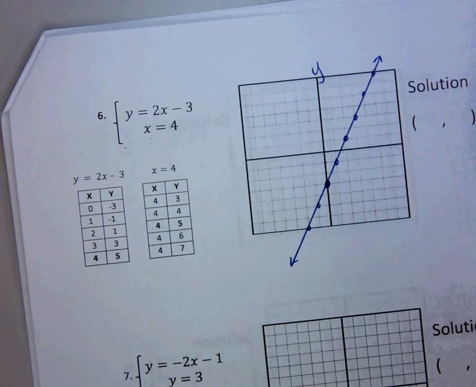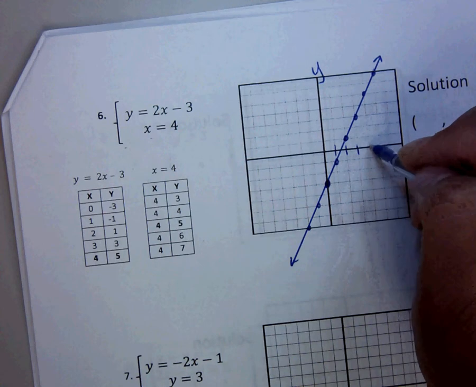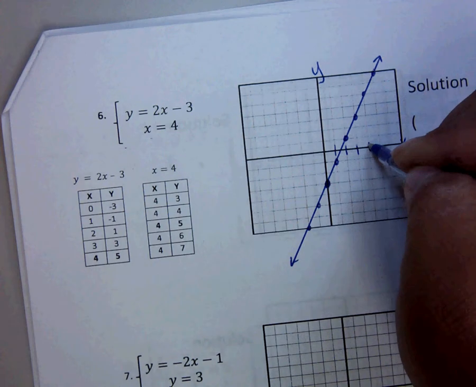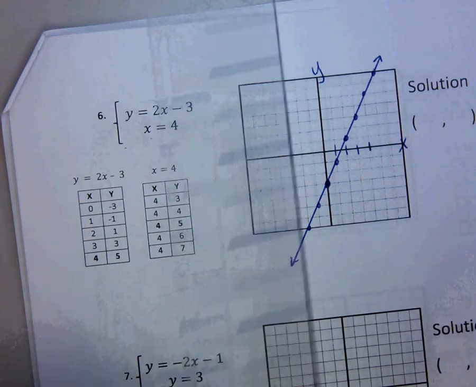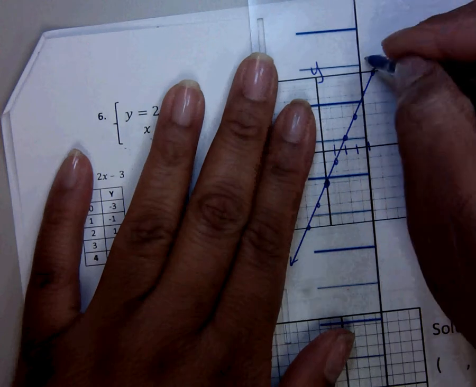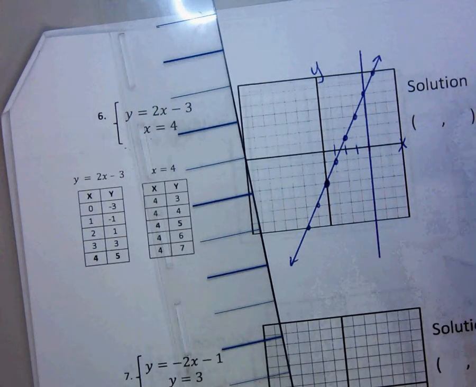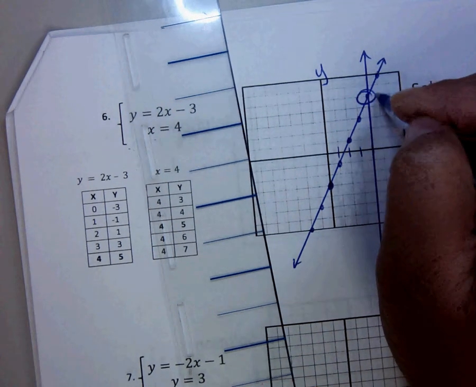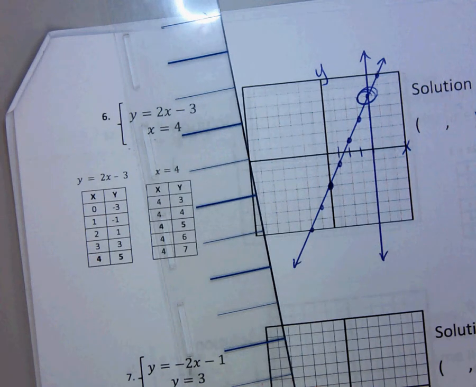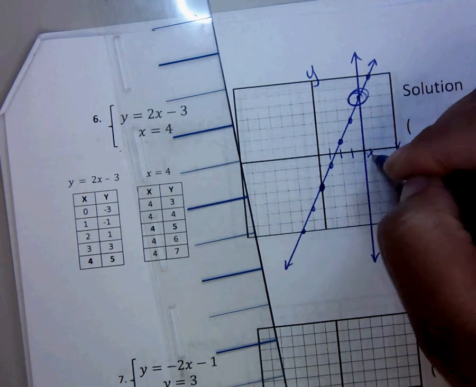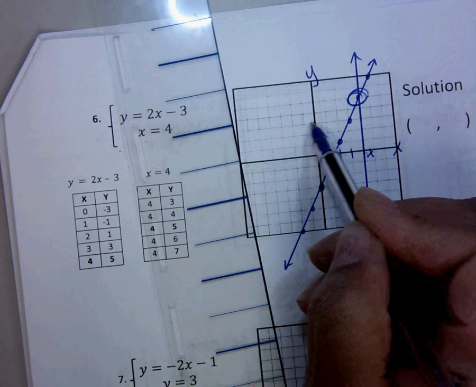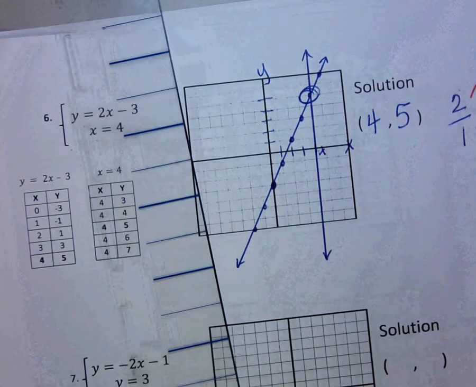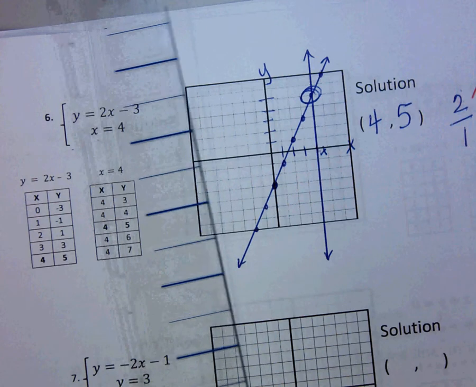So how do you graph it? You go to x equals 4, 4 on the x-axis. And no, you do not draw a dot. You draw a vertical line. And you put your arrows, and we see that they cross here. What is that solution? X equals 4 when y is 1, 2, 3, 4, 5. So 4, 5. And you have found the solution.